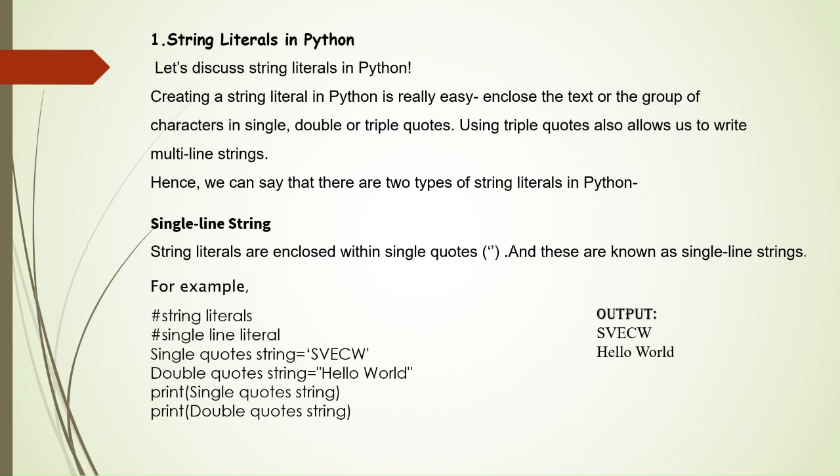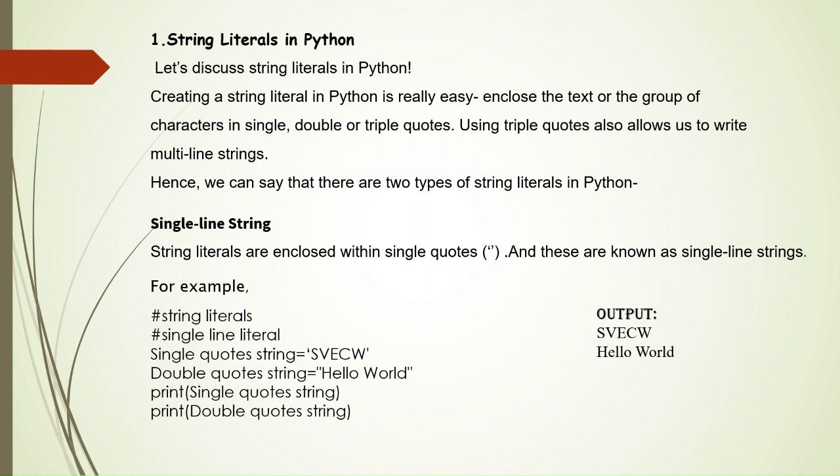String literals in Python. Let us discuss string literals in Python now. Creating a string literal in Python is really easy. Enclose the text or the group of characters in single, double, or triple quotes. Using triple quotes also allows us to write multi-line strings. Hence, we can say that there are 2 types of string literals in Python.